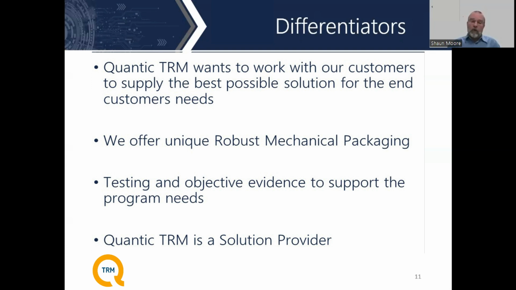Knowing all this, we can carefully select materials and make sure that we have the optimum solution with very much unique, robust packaging in order to meet the environments. And TRM is always happy to supply the objective evidence for all the testing that gets done, whether it be environmental testing or electrical testing. TRM is not just a part provider, we're a solution provider, and part of that solution is data.